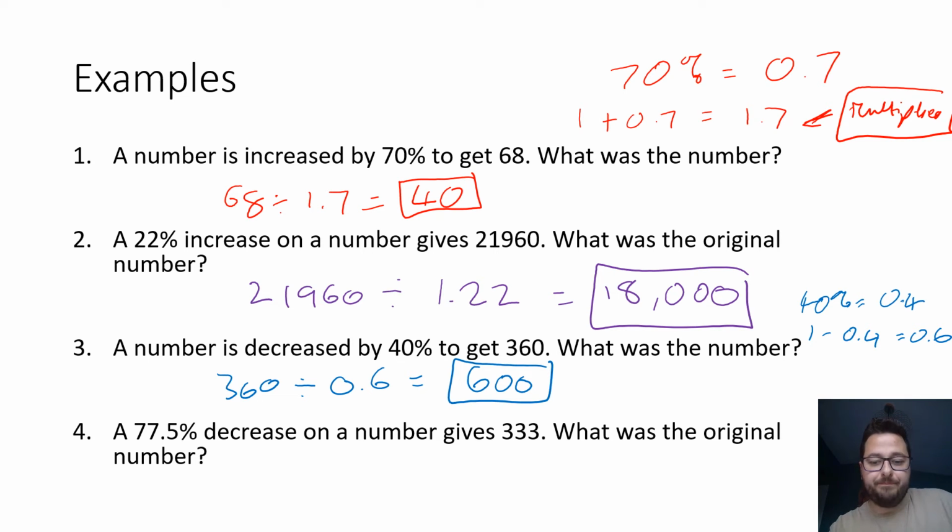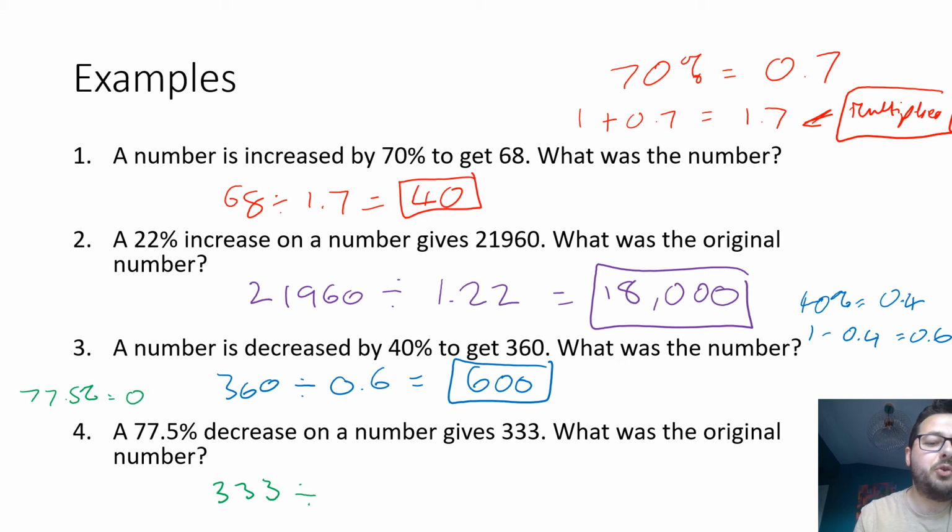All right, next one then. A 77.5% decrease on a number gives 333. What was the original number? We know we're going to start with 333, and we want to divide by the multiplier. Now, this is a bit more detailed, less able to do it in your head.